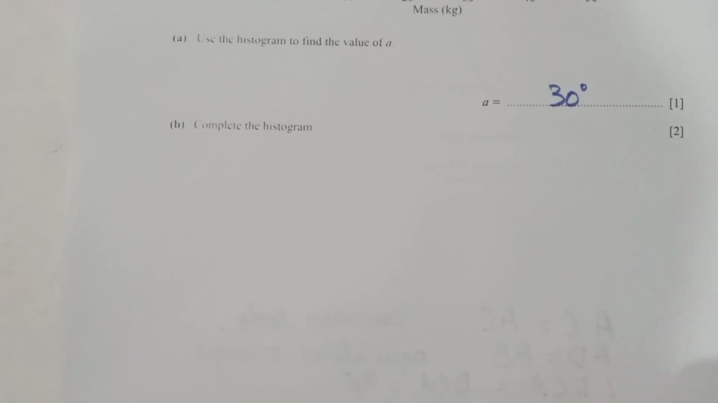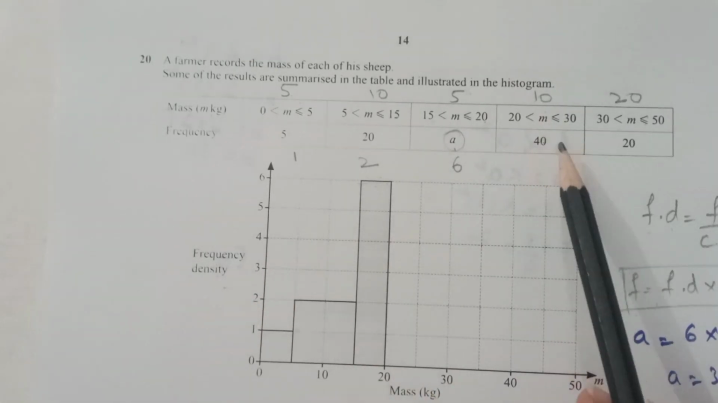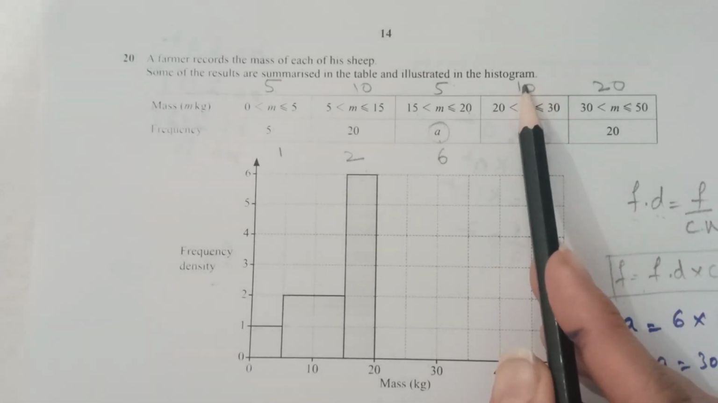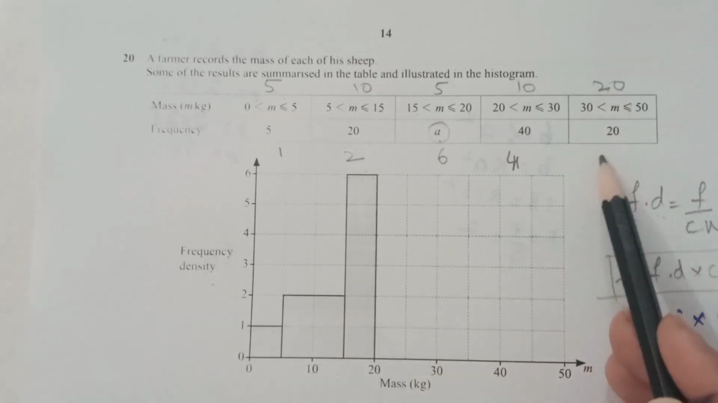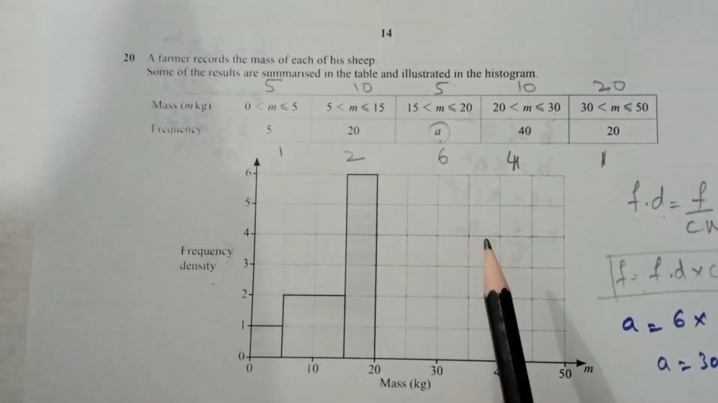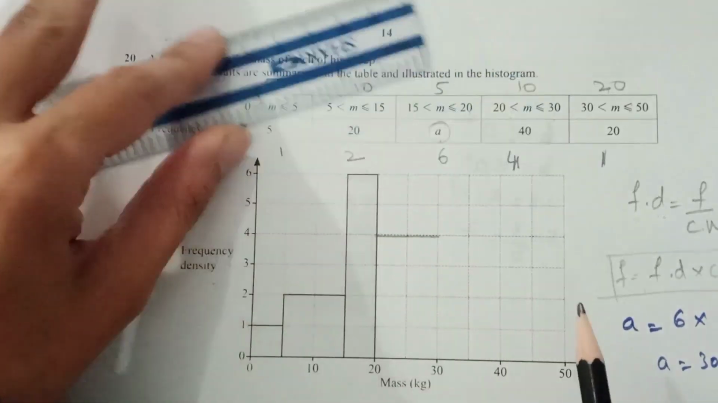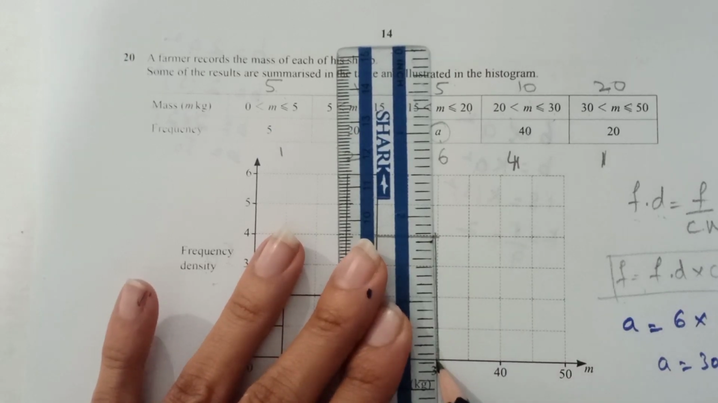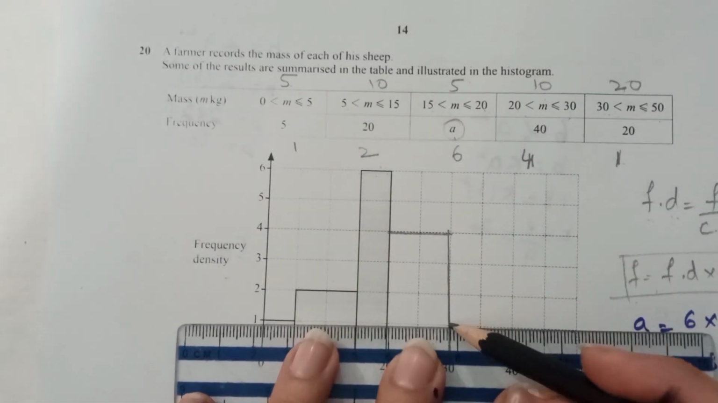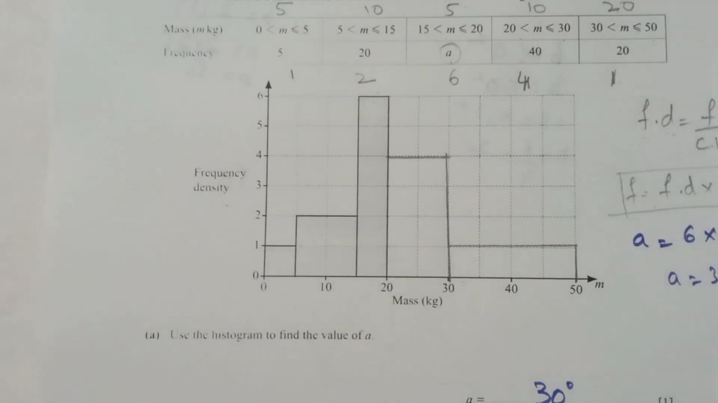We have to complete the histogram, which is between class width and frequency density. We have to find the frequency density. Frequency density is found by dividing the frequency by class width. When we divide by 10 we get 4, and when we divide 20 by 20 we get 1. That means from 20 to 30 we have to draw a height of 4. That is our histogram. And from 30 to 50, the frequency density is 1. Now students, our question number 20 is solved.